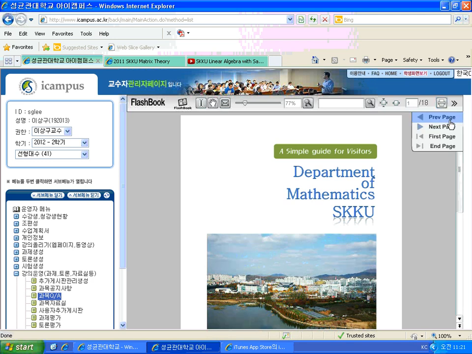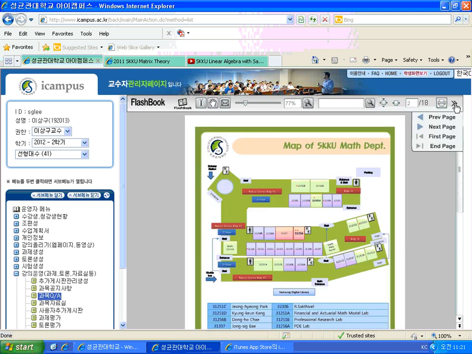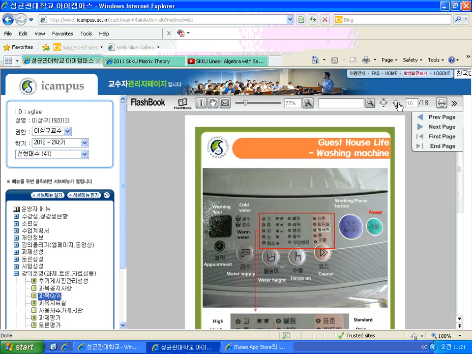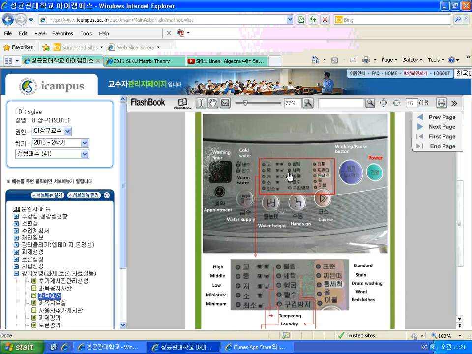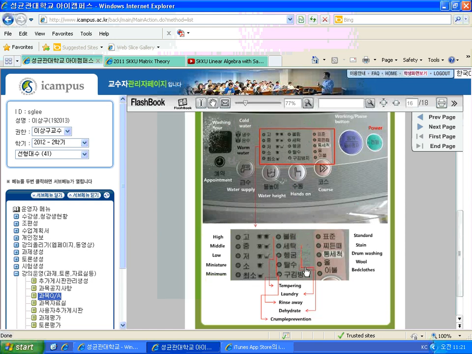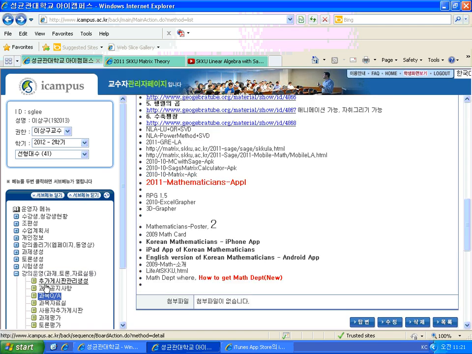Here, next page. If you go here to 15 or 16, it doesn't even have how to use the washer, air conditioner, and TVs in the guest house on our campus in English, because all of those machines were written in Korean. So those are difficult. We made this by ourselves to explain.